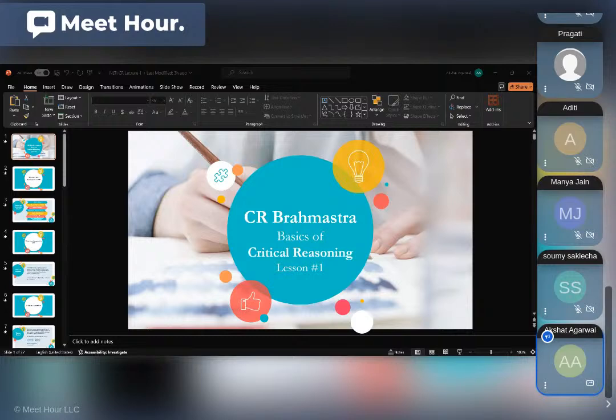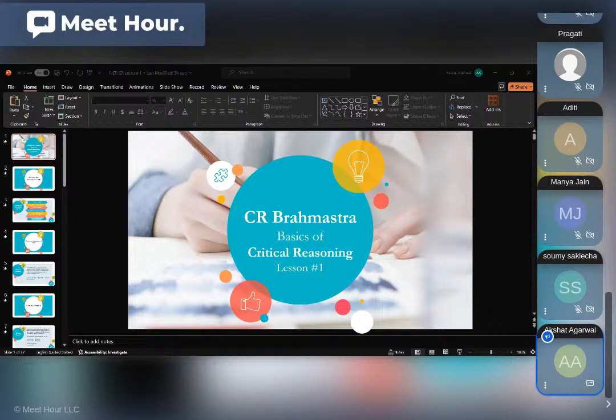Right. So my name is Akshat Agarwal, and I'm a third year student at National Law School. So I'll give you a brief about what we're going to do in this session, what the series is going to be about, and then we'll jump into it. We'll discuss today's topic, which is premises and conclusions.